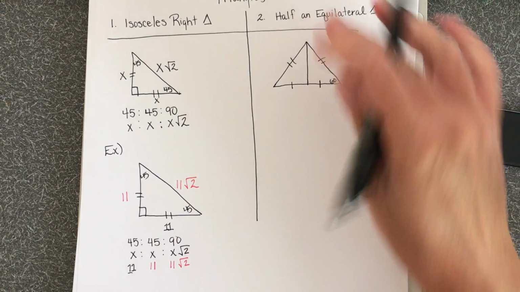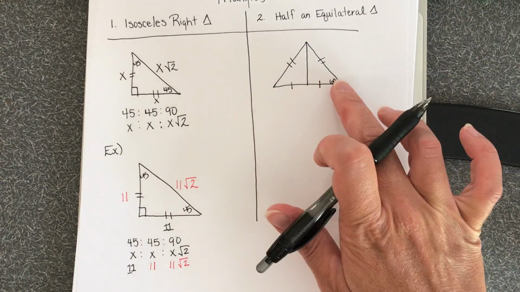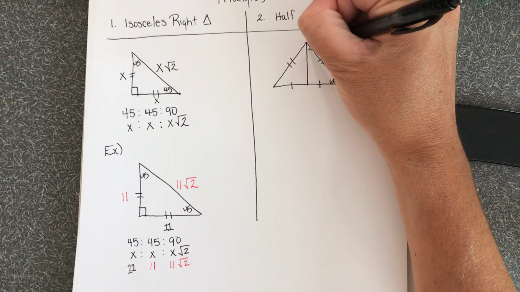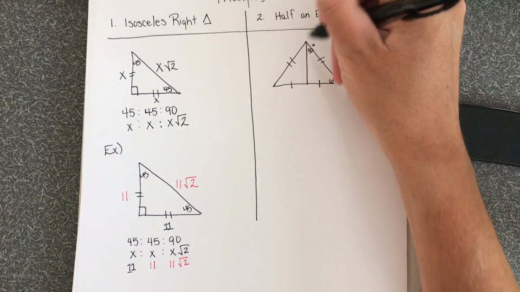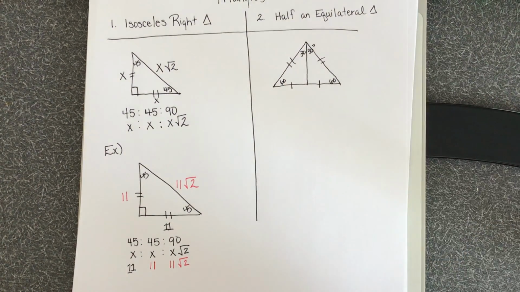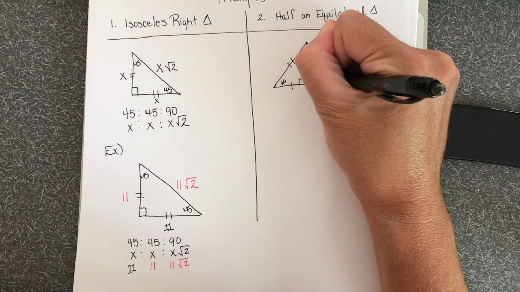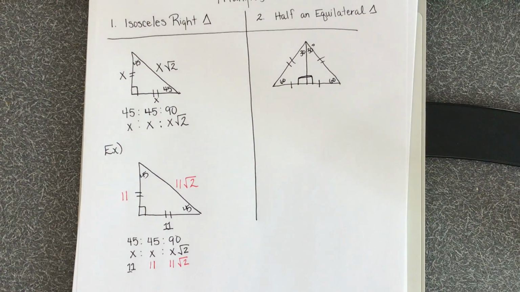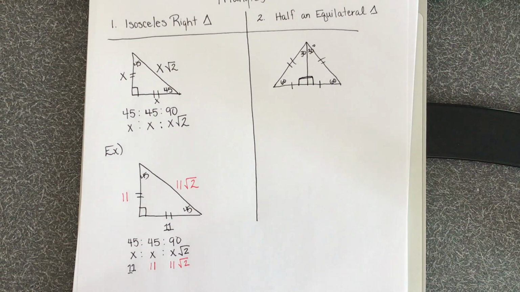And this median, we justified and proved that these two triangles were congruent. So this angle has been cut in half, and there's my 30-degree angle. So this is the 30 degrees, 60 degrees. And then this is my right angle.